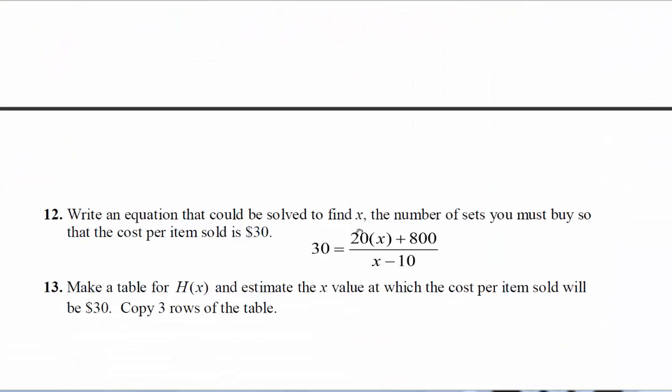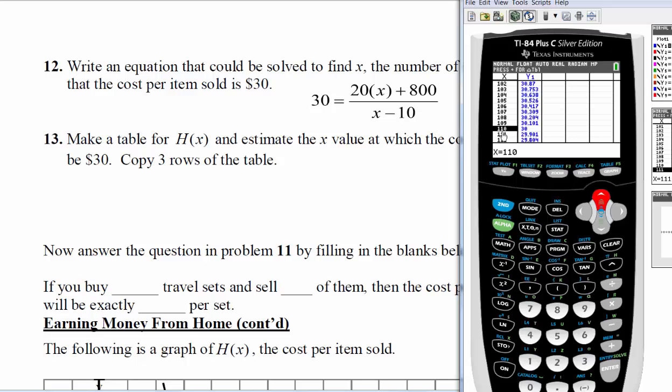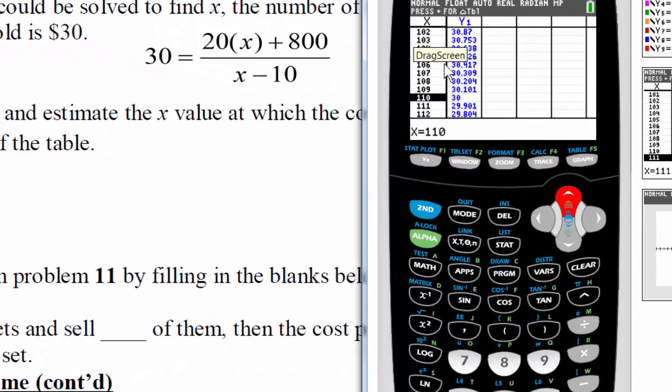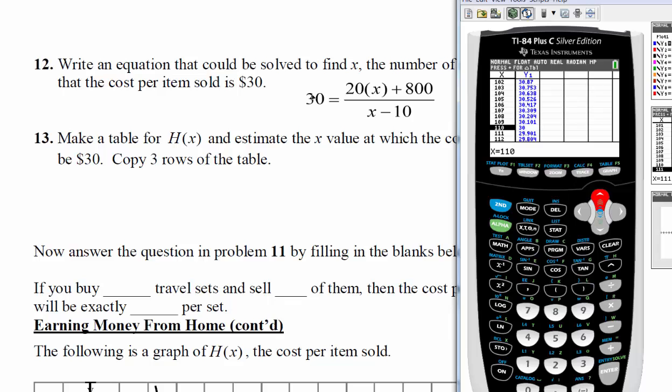So let's go back to the question. 13 says, how many items do I have to sell to bring my cost down to $30? Looks like I have to sell 110 items to get down to 30. Now again, it would have been tedious. I could have hit the down arrow 110 times to get here, but you know, we used a little bit of logic from the previous problem, right? We knew that 50 got us to 45, so we needed a number bigger than 50.